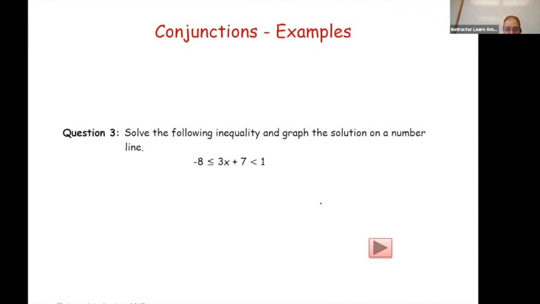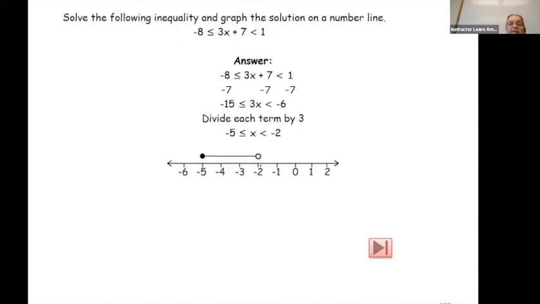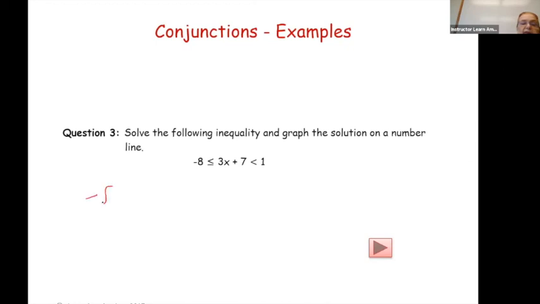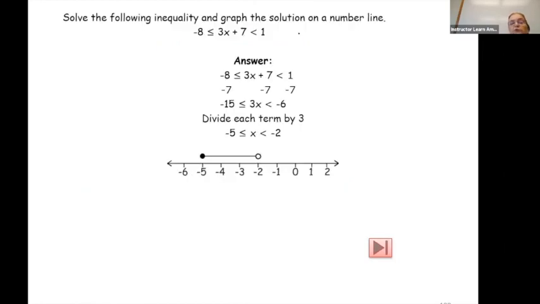Solve the following inequality and graph the solution set. Okay. Negative 8 less than or equal to 3x plus 7, which is less than 1. Now remember, this really consists of two separate inequalities. Now you can separate them as negative 8 less than or equal to 3x plus 7 and 3x plus 7 less than 1. And then you could solve each one individually. Or, since it is a conjunction, you can just work across the conjunction.